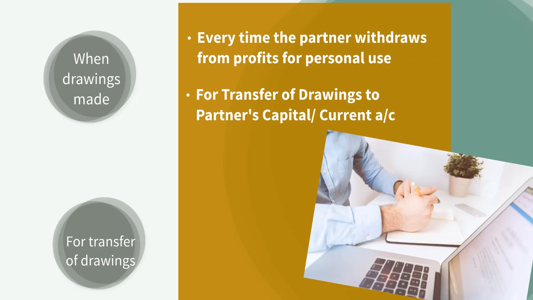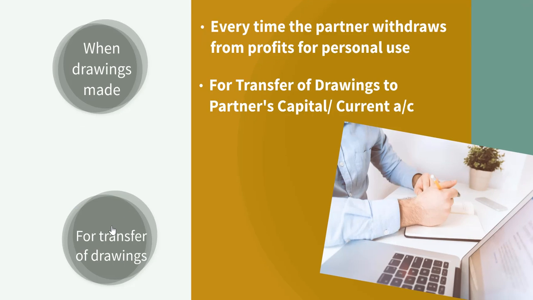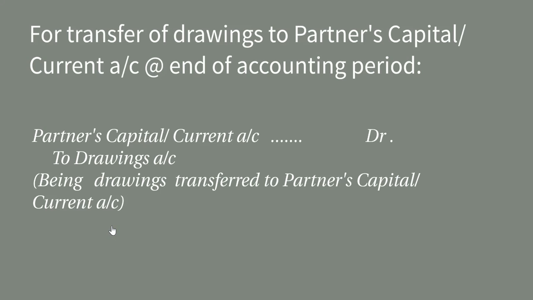Now all the drawings made by the partner are added up, and at the end of the accounting period, this drawings amount is transferred to the partner's capital or current account, and thus the drawings account is closed. The journal entry for transfer of drawings to partner's capital account or current account is partner's capital or current account debit to drawings account. Depending on whether it's a fixed capital method, it is current account, and where the fluctuating method is being followed, it is partner's capital account which is debited.